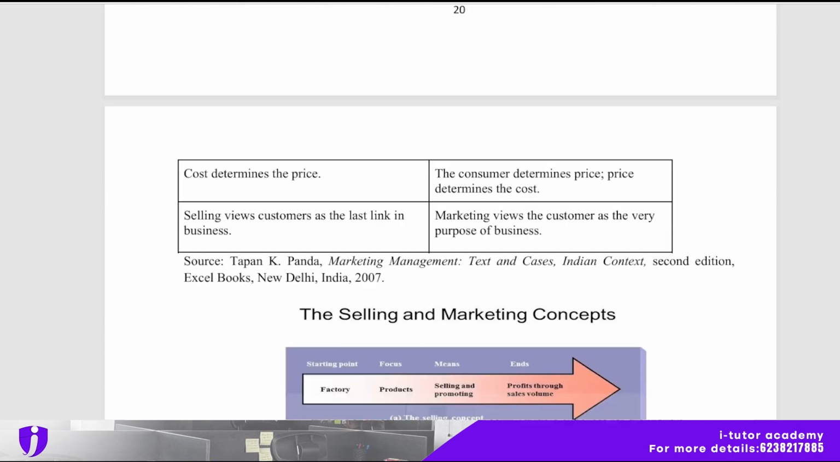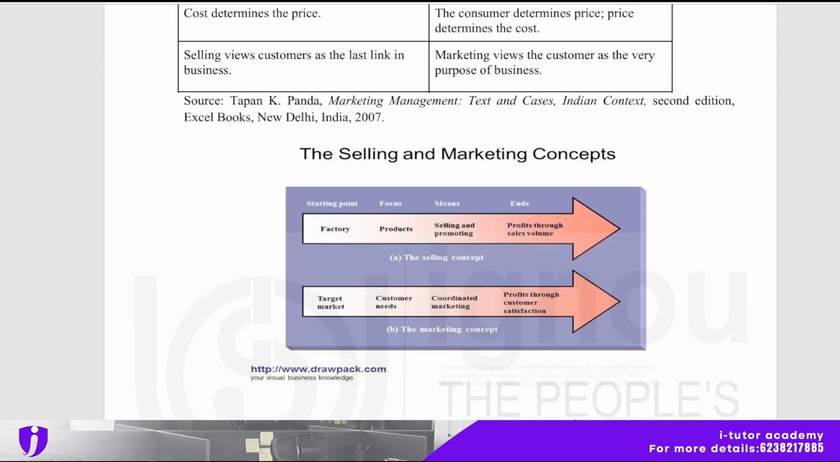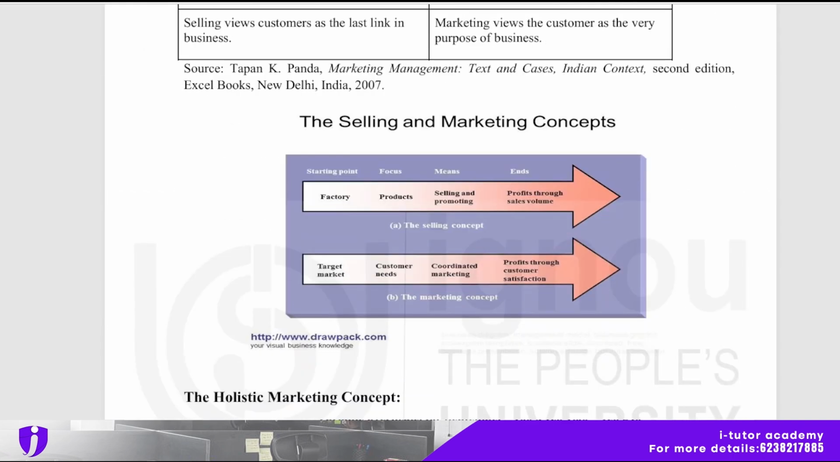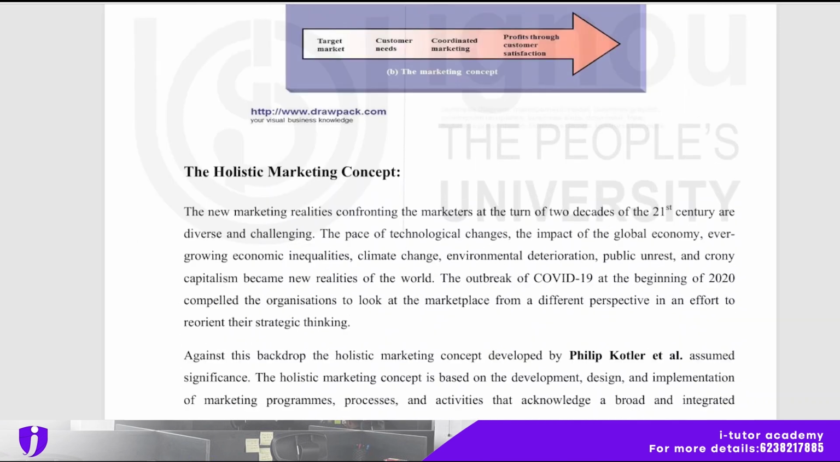Okay, and on the next page also, the selling and marketing concept, that is also different. The selling concept: starting point is factory, product is the focus, means is selling and promoting, and end is profit through sales volume. That is the selling concept. The marketing concept: the target market is there, customer need, coordinated marketing, profit through customer satisfaction. That is the marketing concept. Okay, so both are different.